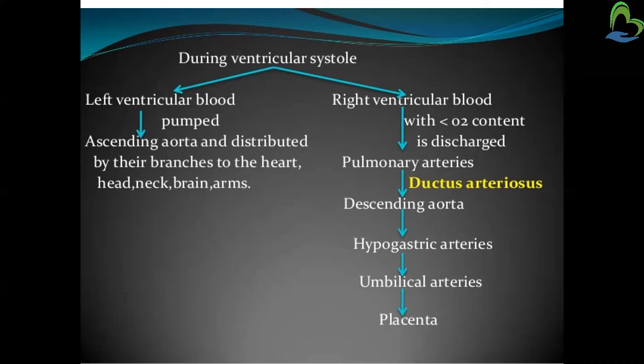By the help of the ductus arteriosus it goes into the descending aorta, and from that through the hypogastric arteries into the umbilical artery, and through that it goes to the maternal placenta to give off the deoxygenated blood and receive purified, oxygenated blood. Okay, so this is the whole pathway and summarization of the fetal circulation steps.